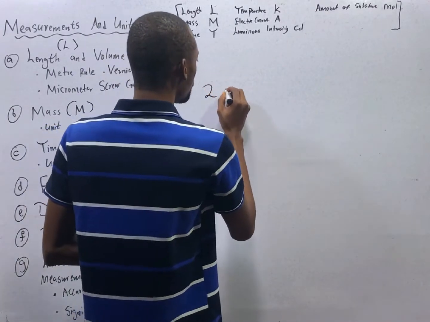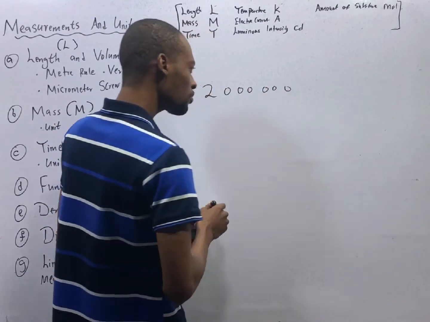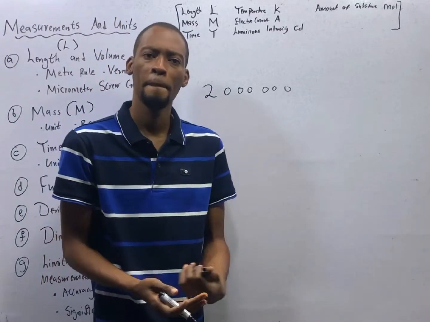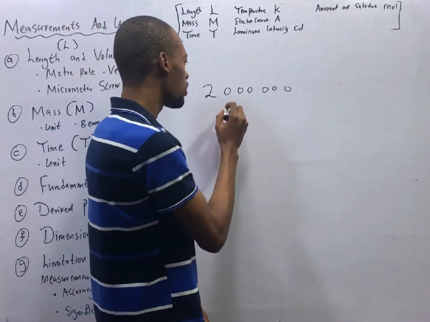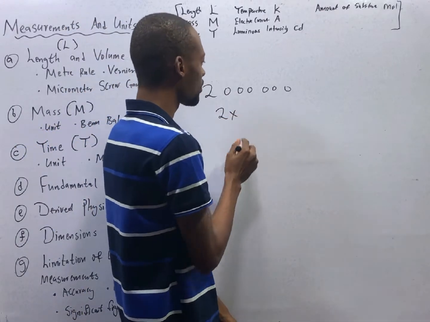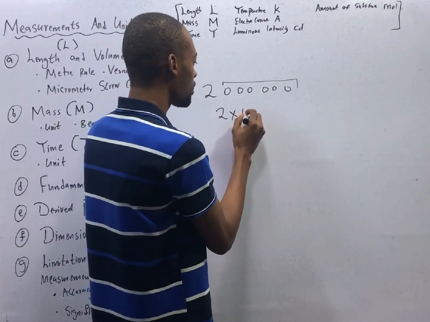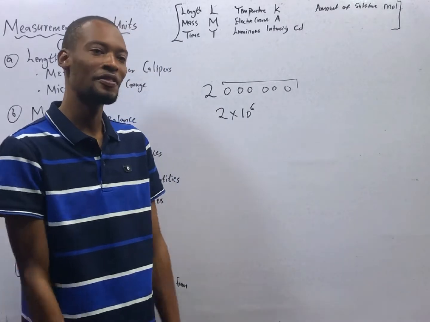If I say 20000000, the more the zeros, the more the space it occupies. I can decide to say 2 times, how many zeros do we have? 10 to the power of 7. I've represented this value in standard form.